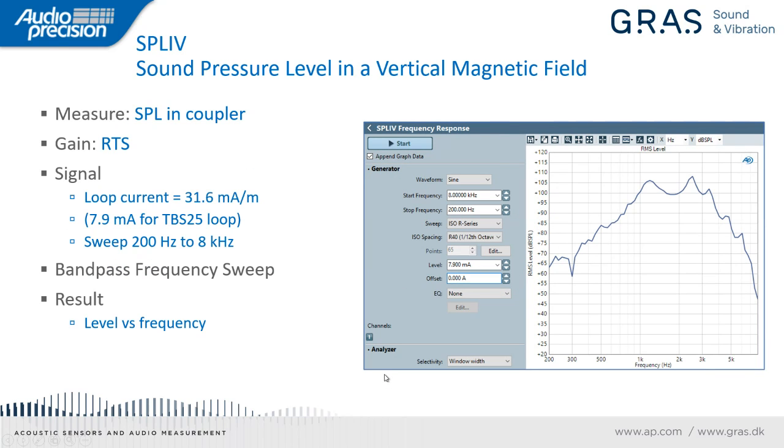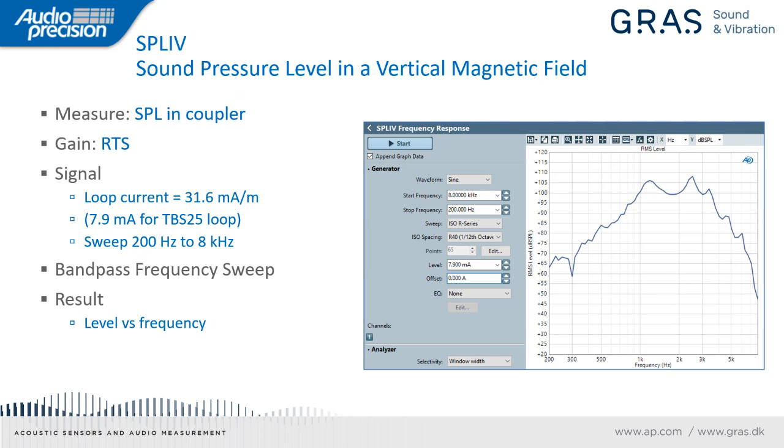This is one of the measurements for hearing aids with a telecoil. It's called the SPLIV, or sound pressure level in a vertical magnetic field. So in this case, again, we're measuring the SPL in the coupler with the gain of the hearing aid at RTS, but the signal in this case is not acoustic input. It's a magnetic field being generated by the loop in the hearing aid test box.